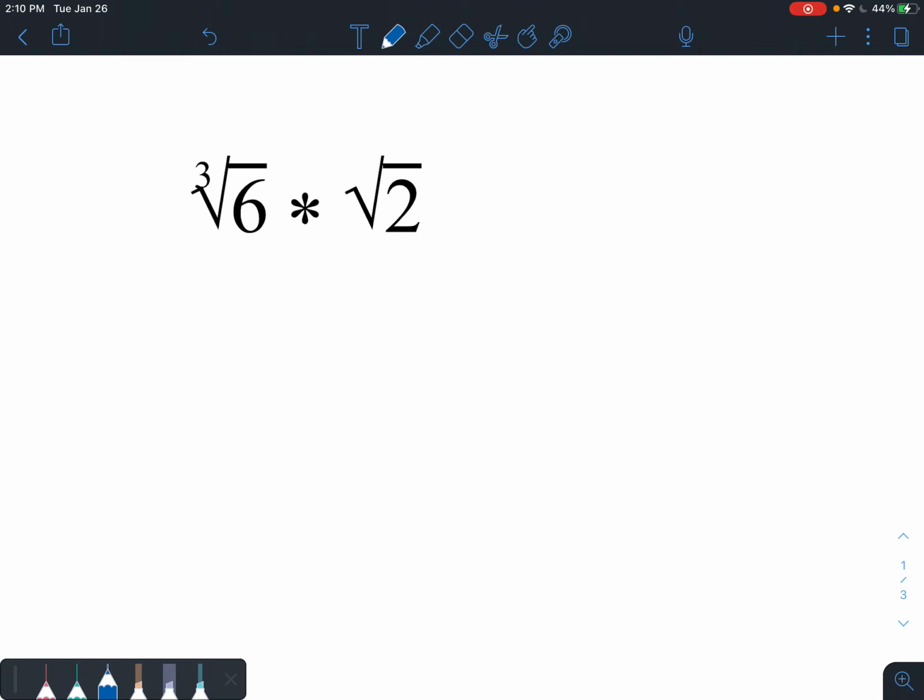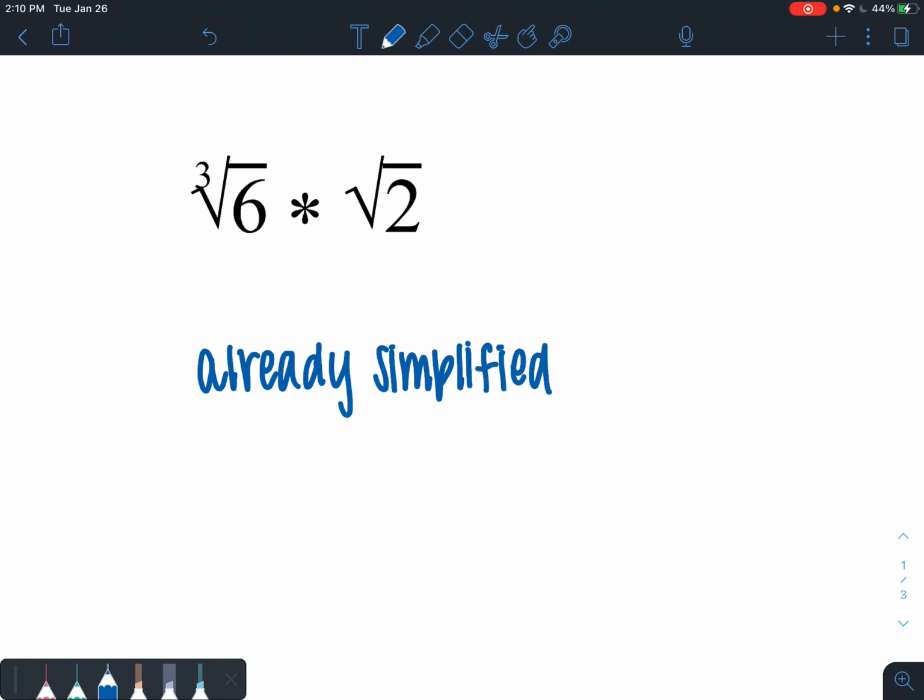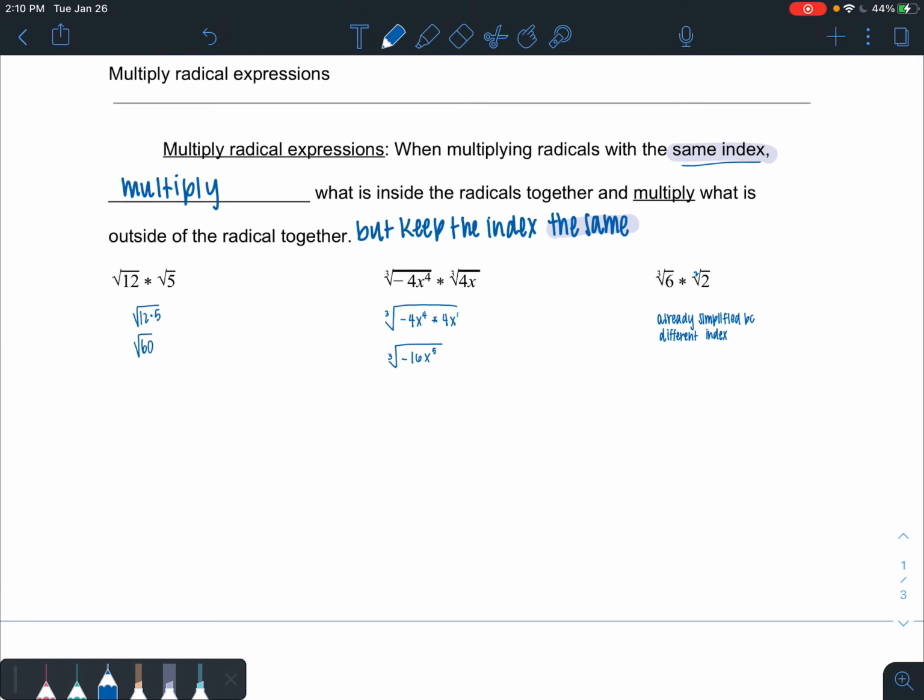Then finally, this last one, we can't combine. So it's already simplified, because this has an index of 2 and that has an index of 3. So we can't simplify because they have different indices or indexes. All right.